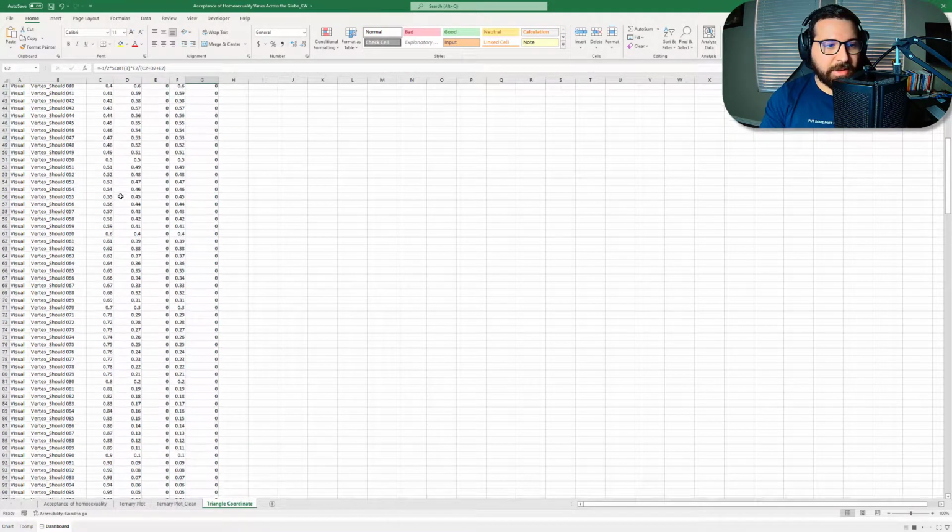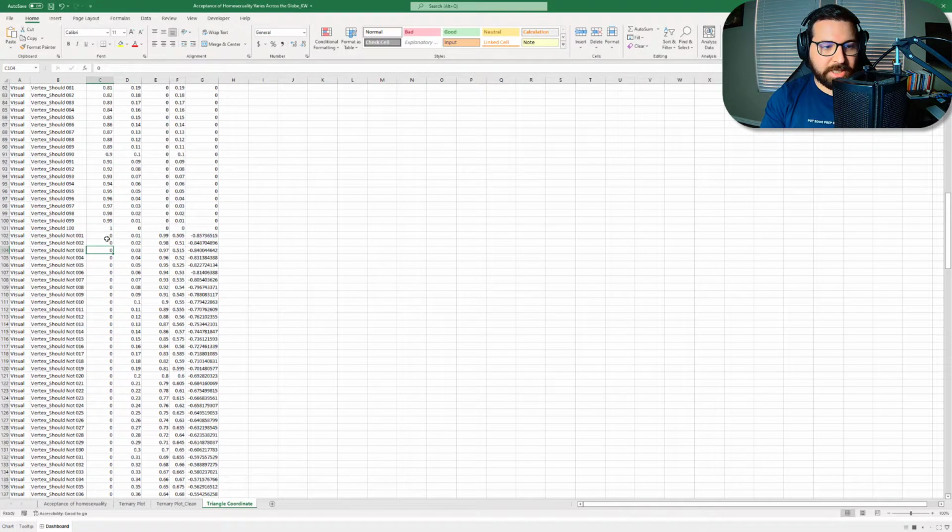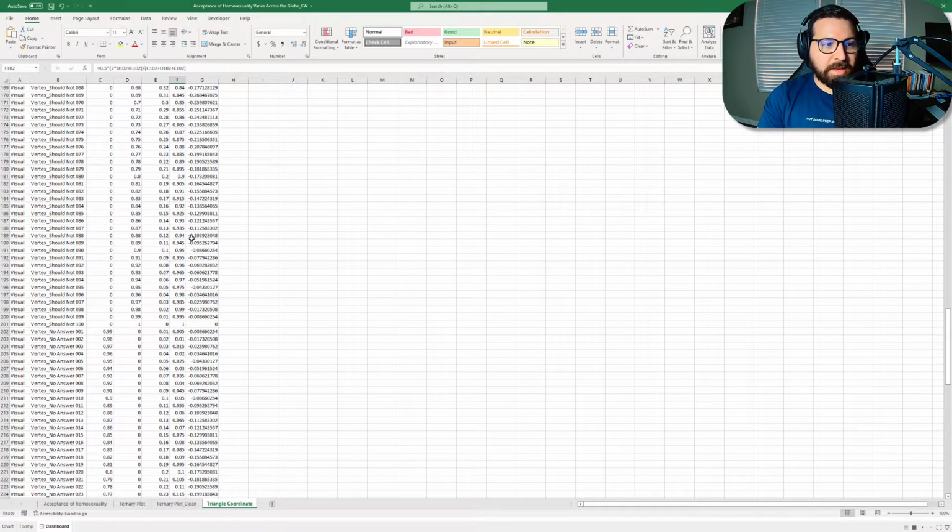And so as we go down though, when you go to this next vertex, you can see that the sort of order of the columns changes. Now the first column is all zeros. The second one goes from 0.1 to 1. And then the third one goes from 0.99 down to 0. And because of that, we're still using the same formula to get the X and Y coordinates, but we're getting different results now. And then for the last side, again, the order changes.